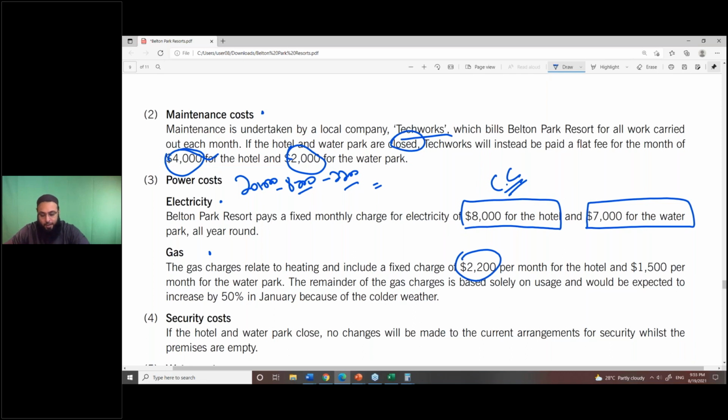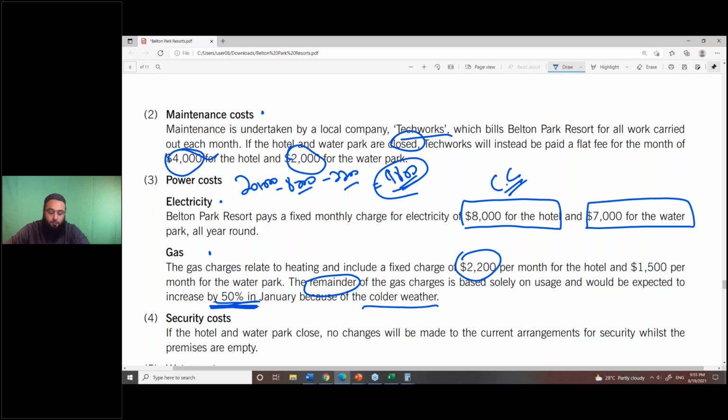Okay. And what's the remainder? Let's have a look here. 20,000 minus 8,000 minus 2,200. So it's 9,800 you are left with. Now, what is this? Let's see. So 2,200 per month for hotel and 1,500 for the water park. Let's leave water park. The remainder, this is the remainder of the gas charges, is based solely on the usage and would be expected to increase by 50% in January because of the colder weather.